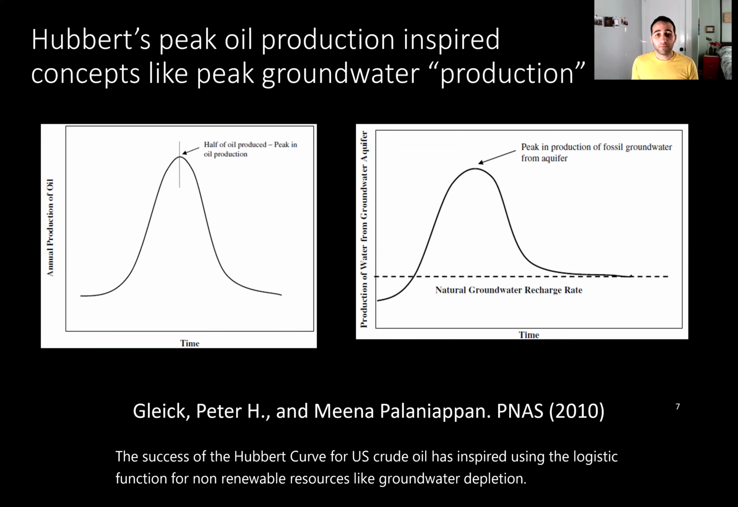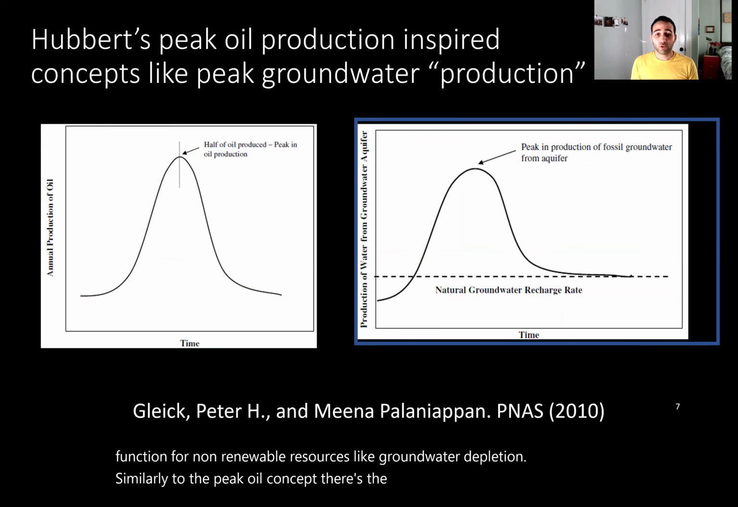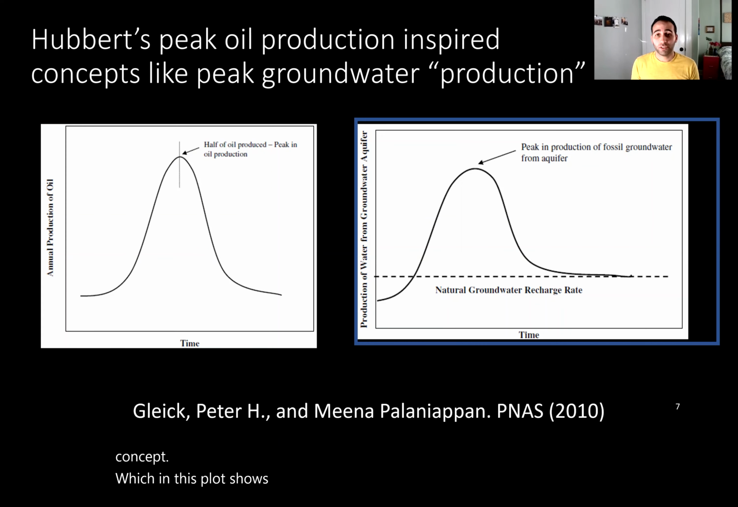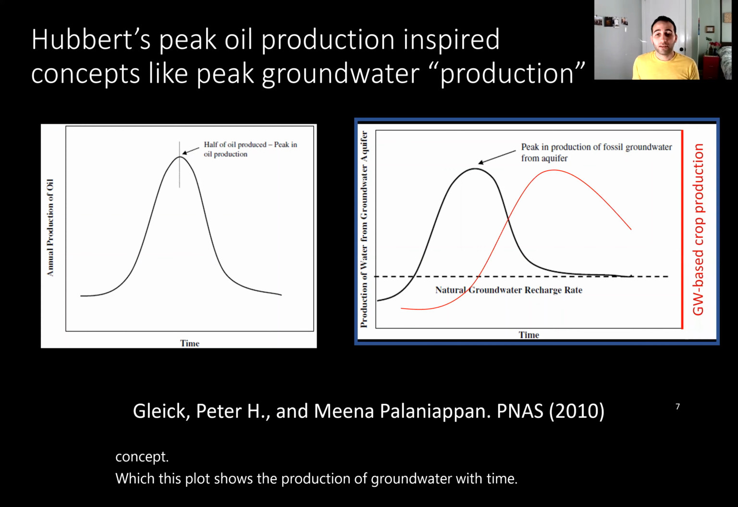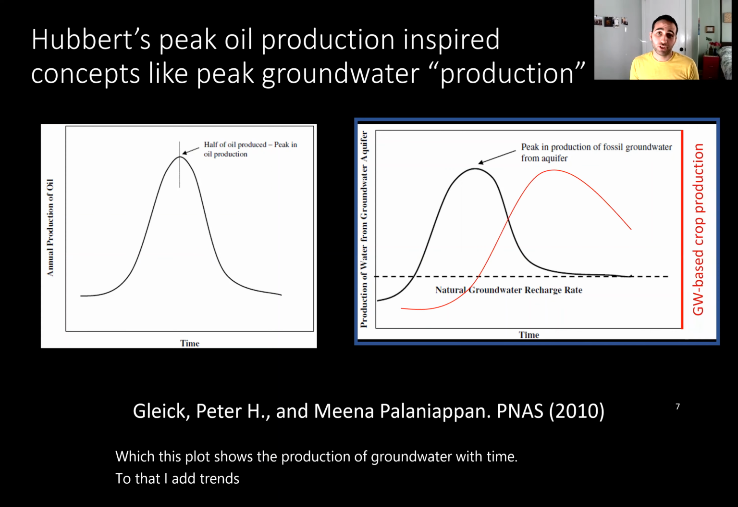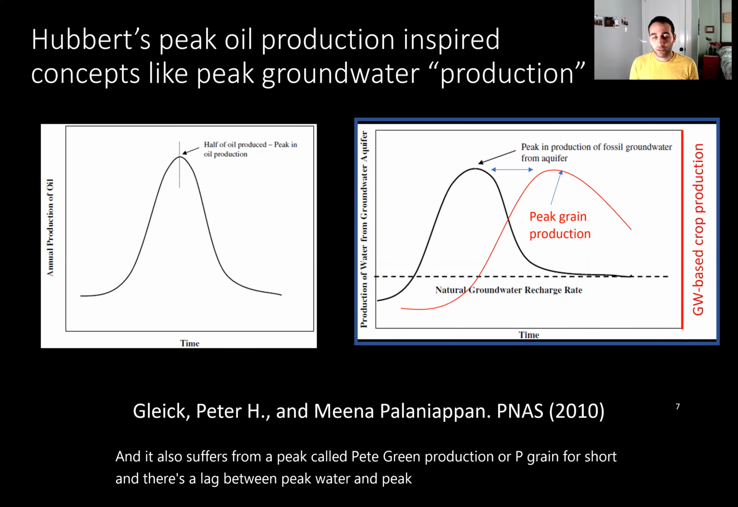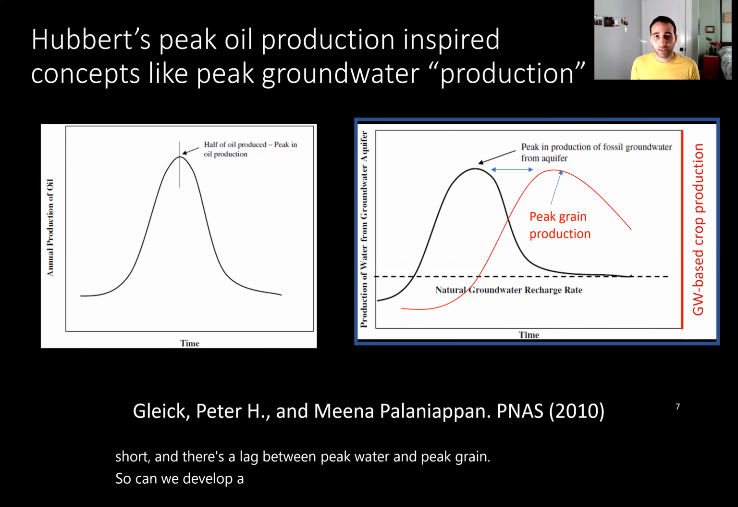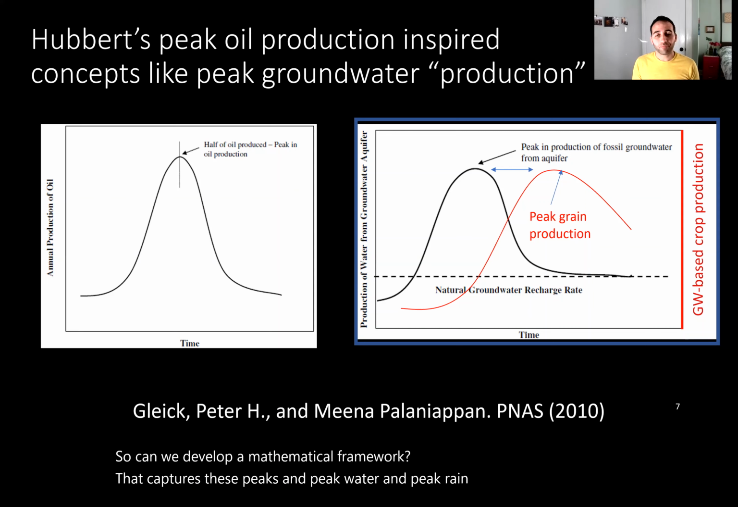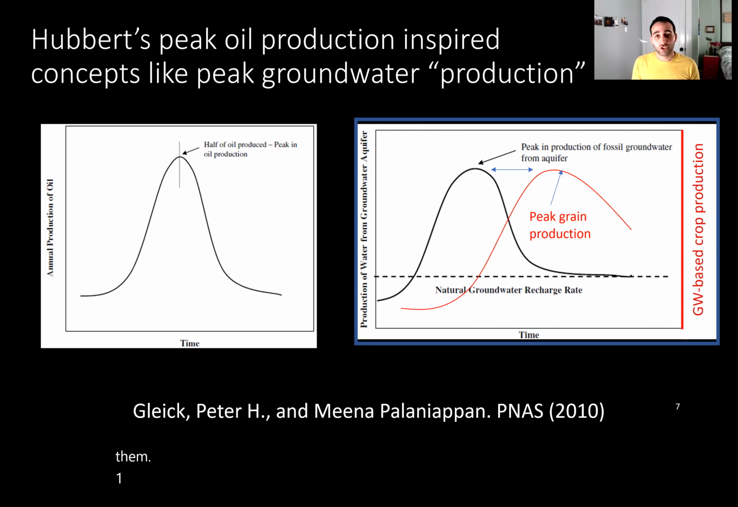Similarly to the peak oil concept, there's the peak groundwater production concept, and this plot shows the production of groundwater with time. To that, I add trends in groundwater-based crop production. And it also suffers from a peak called peak grain production, or peak grain for short. And there's a lag between peak water and peak grain. So can we develop a mathematical framework that captures these peaks, peak water and peak grain, and the lags between them? One way we can answer this question is a predator-prey analogy.